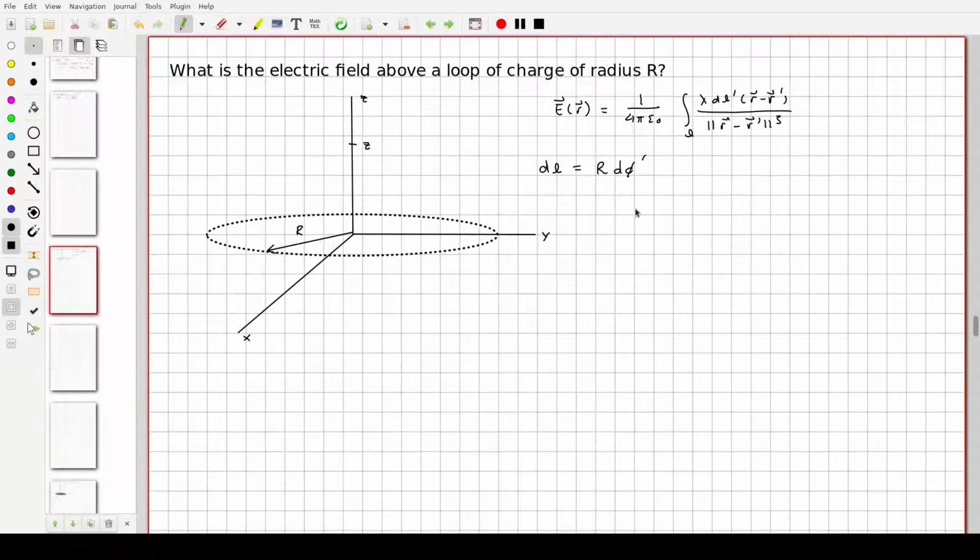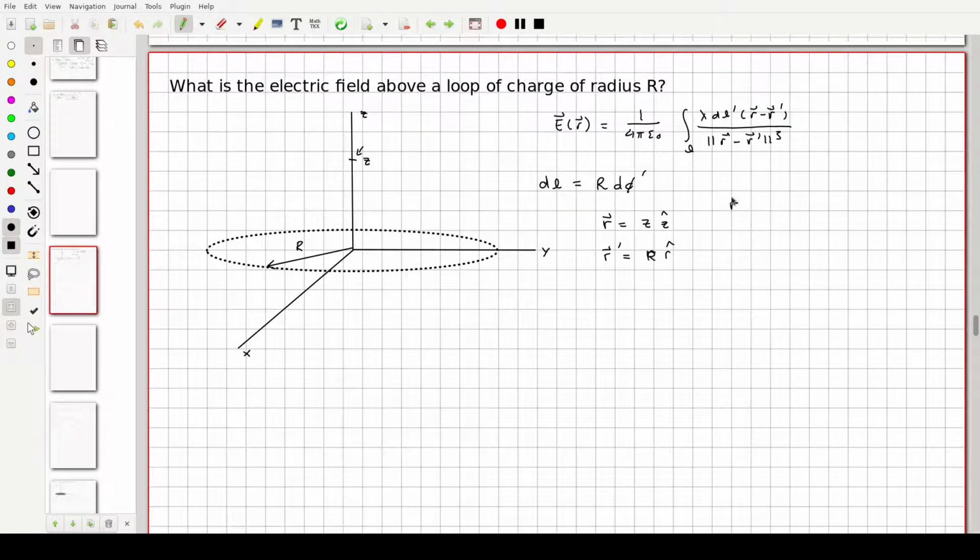Okay? Now, that said, the vector r here, remember, locates our point of interest, which is here, z above the xy plane. So that's going to be z hat. And r prime locates our charge. Well, our charge is r away. It's r away, r hat. So along this entire circle, a distance of r away is where our charge lives.